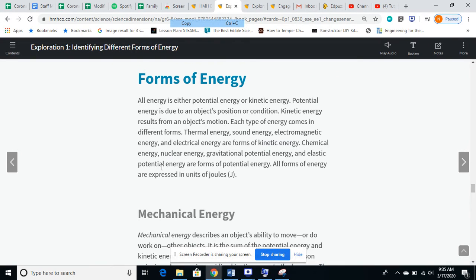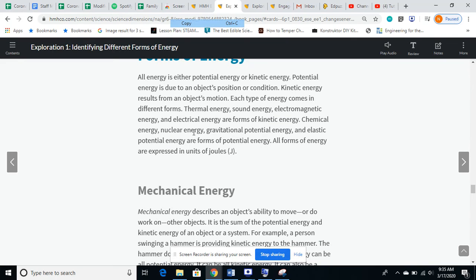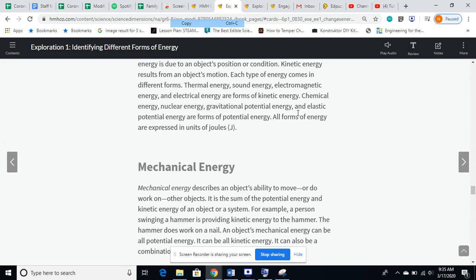So we're going to cover a bunch of different forms of energy. Energy comes in a lot of different forms: thermal, sound, electromagnetic, electrical, and kinetic. Chemical energy, nuclear energy, gravitational potential energy, and elastic potential energy are all forms of potential energy. All forms of energy are expressed in units of joules.